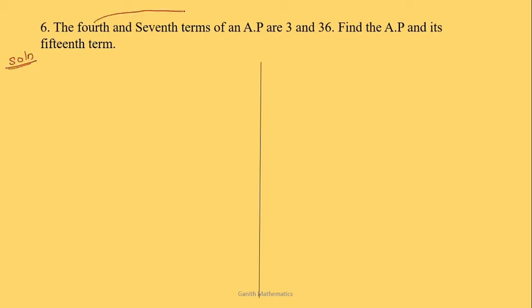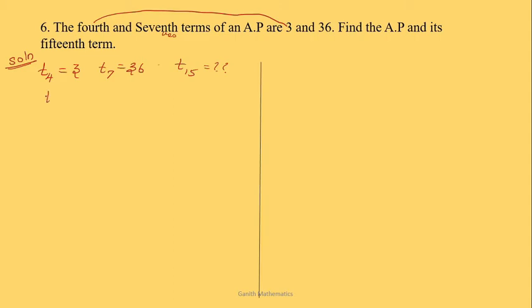The fourth term of an AP is 3. How will you denote that term? Term means T, right? So if it is the nth term, Tn. If it is the fourth term, it will be T4. T4 is 3. And if it is the seventh term, T7 is 36. Okay. Find the AP and its 15th term. They ask you to find T15.